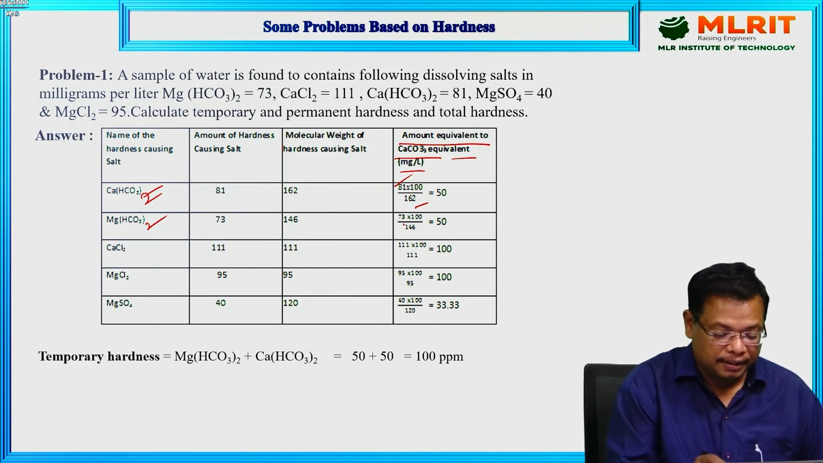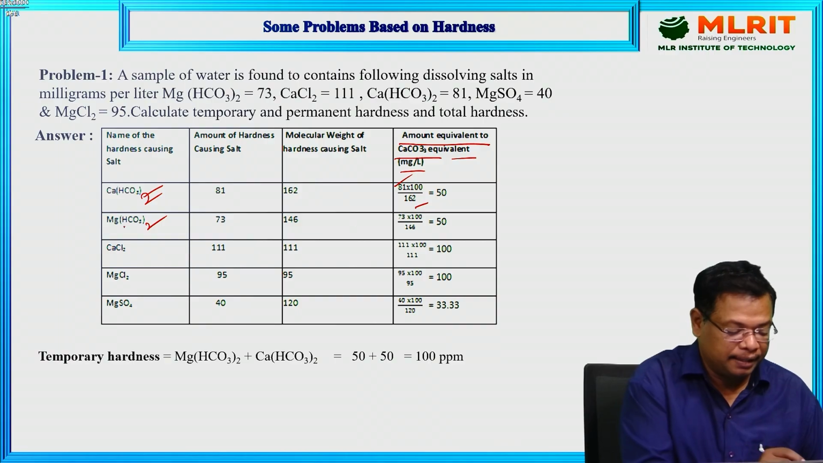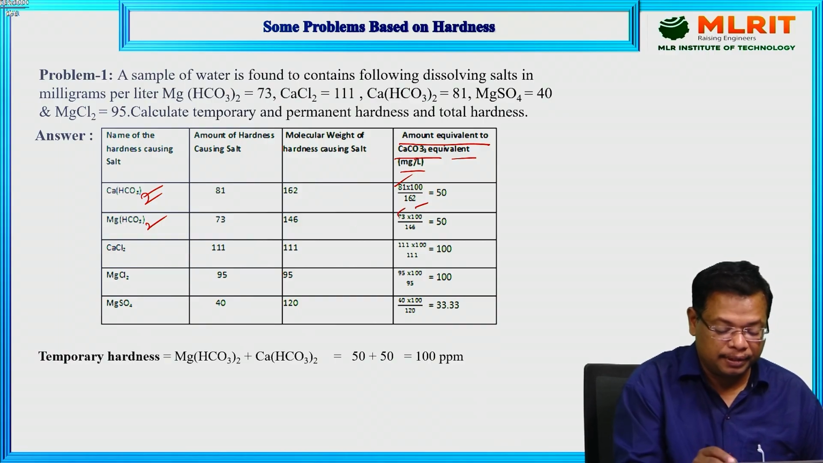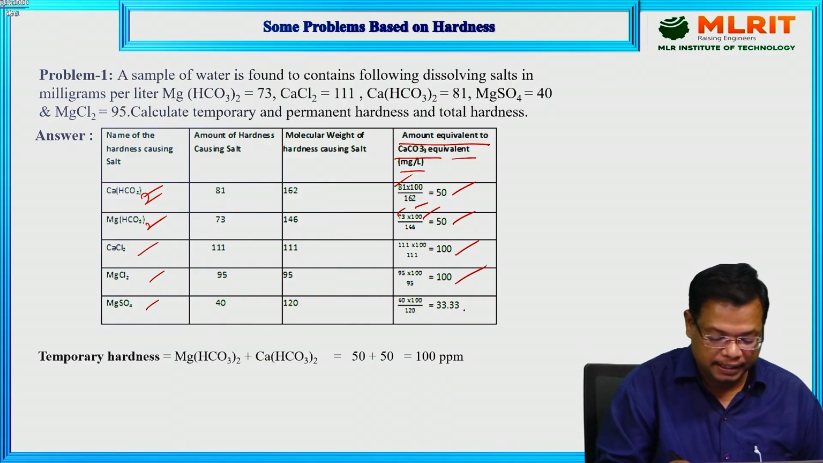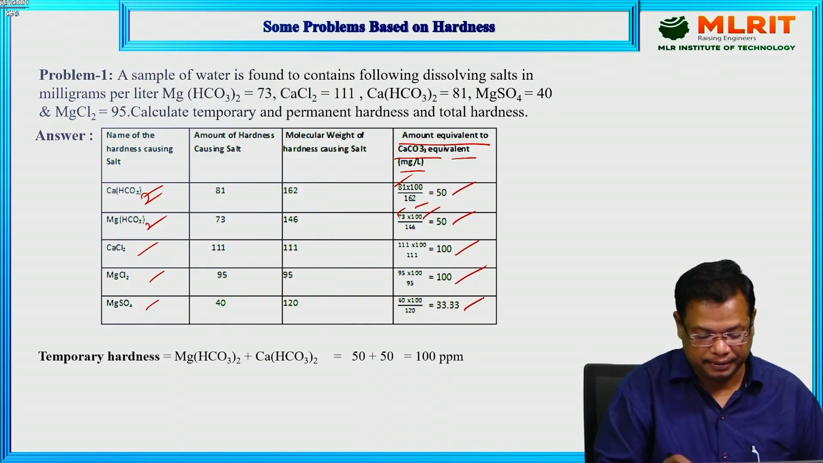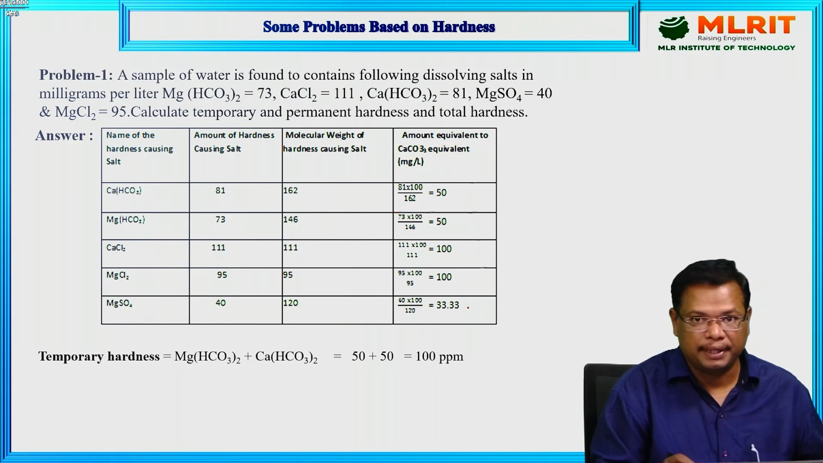Likewise, 73, the given value for magnesium bicarbonate, into the calcium carbonate molecular weight 100, divided by 146, the molecular weight of magnesium bicarbonate. Likewise, 50 for this and 50 for this, and CaCl2 is causing 100, MgCl2 is causing 100, and MgSO4 is causing 33.3 in the equivalence of calcium carbonate.